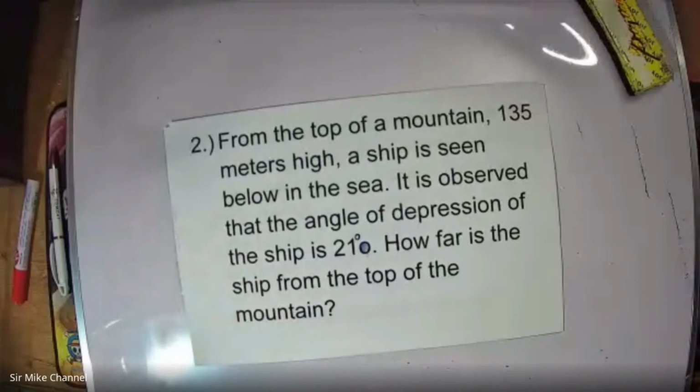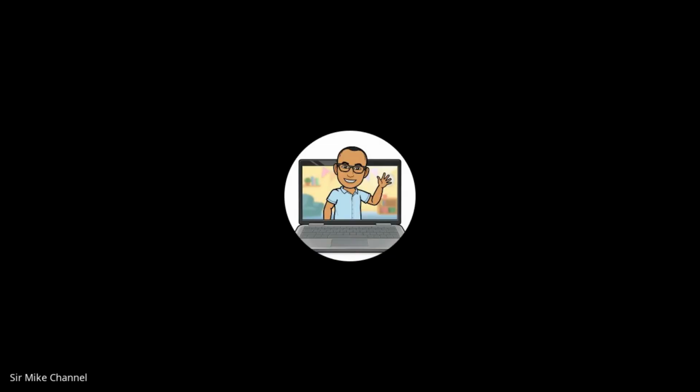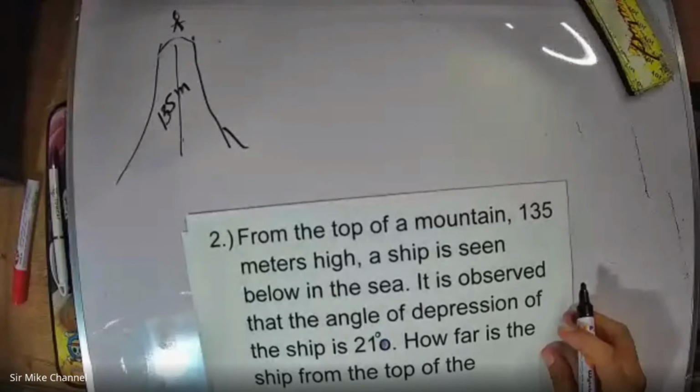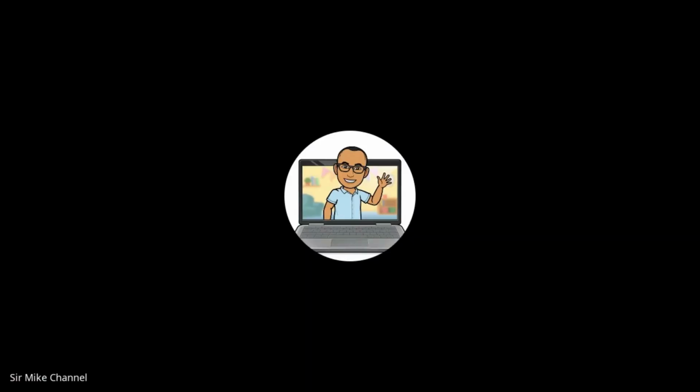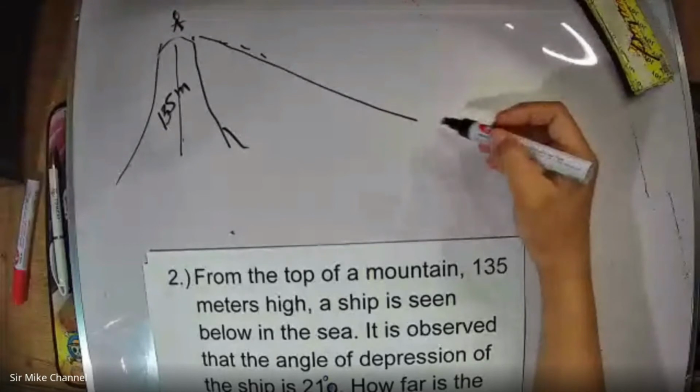From the top of the mountain, so we will draw a mountain. So this is our mountain, and let's say the person is here. From the top of the mountain, 135 meters high, so our measurement is 135 meters. A ship is seen below at sea. So he saw a ship.